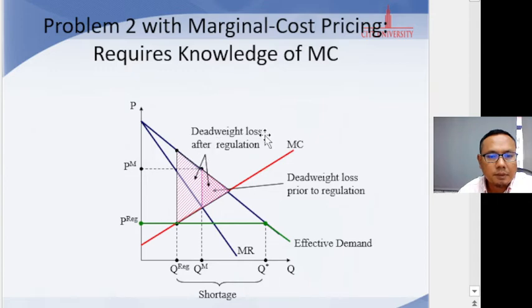That's the deadweight loss after regulation and the deadweight loss prior to regulation. And then the shortage of the quantity demanded.